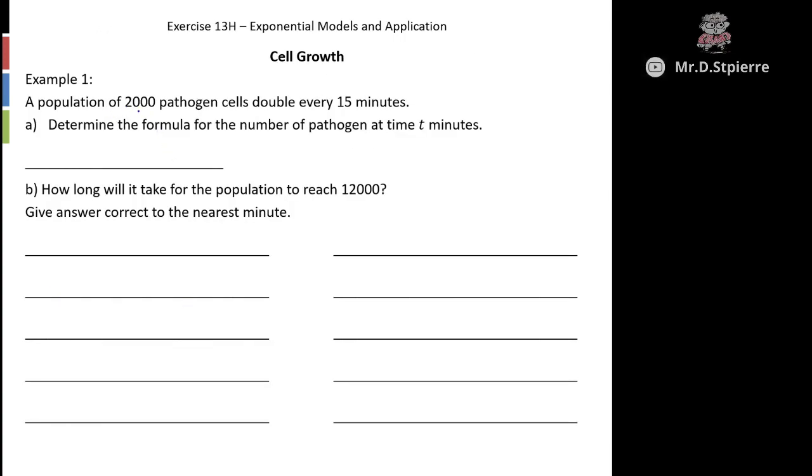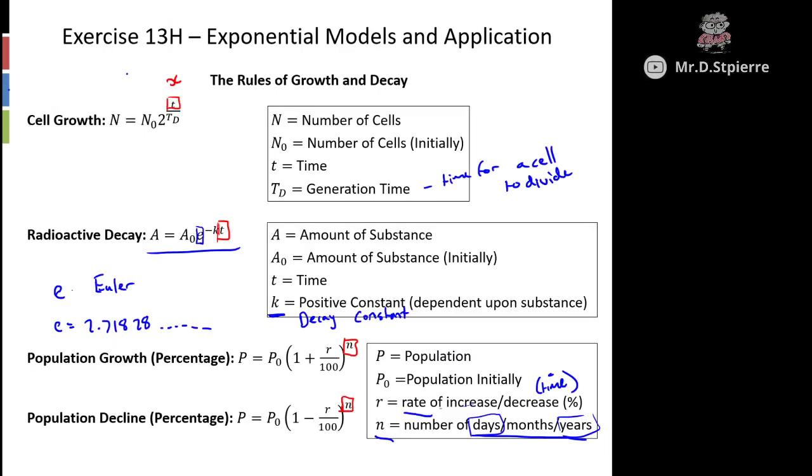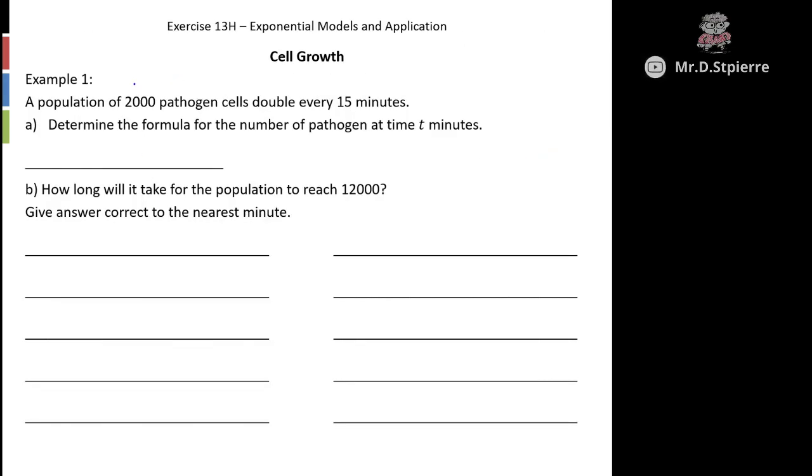A population of 2,000 pathogen cells doubles in time every 15 minutes. So for our equation, we're dealing with n and n naught. This is our n naught, and this is our TD. It's asking for us to determine a formula for time in t minutes, and that's really nice because it matches that. So we get n is equal to 2,000 times 2 to the power of t on 15. And there's our equation for this given situation.